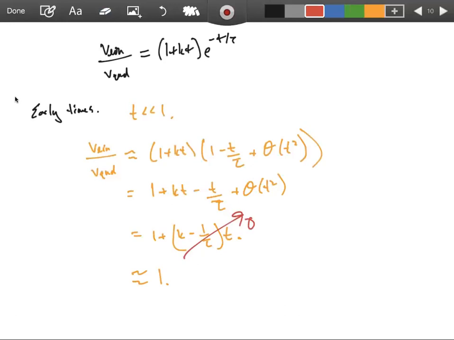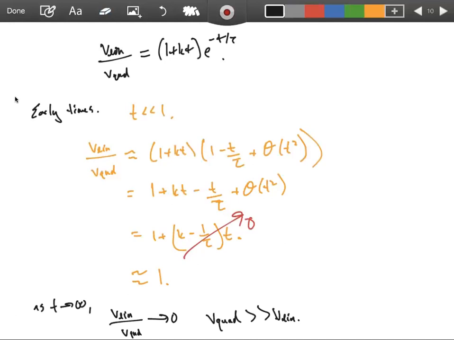But again, as t goes off to infinity, what happens is that the exponential will cause this thing to go to 0, which means that v linear divided by v quadratic goes to 0, which basically means that v quadratic is going to be much, much bigger than v linear. So for large times, the quadratic velocity will be larger than that of the linear term.